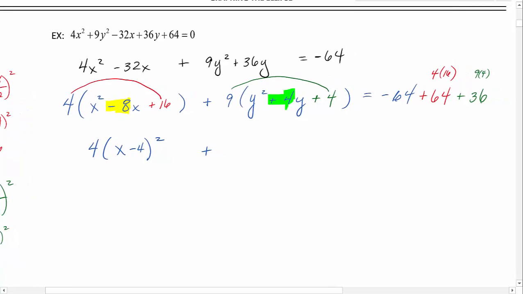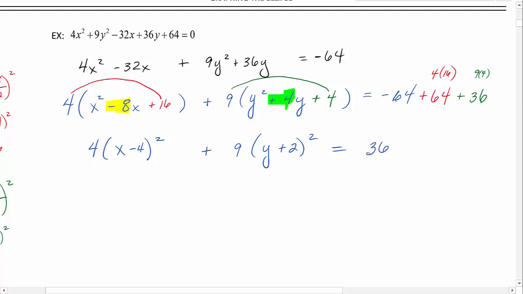Let's turn this perfect square trinomial into its factored form. This becomes 9 on the outside, y plus 2 quantity squared, and then we can add up the constants on the right side, and we get 36.